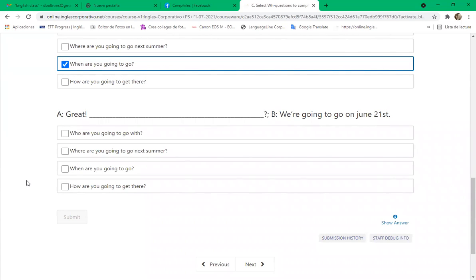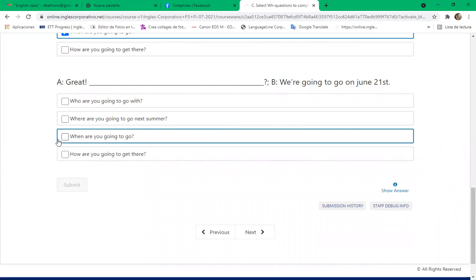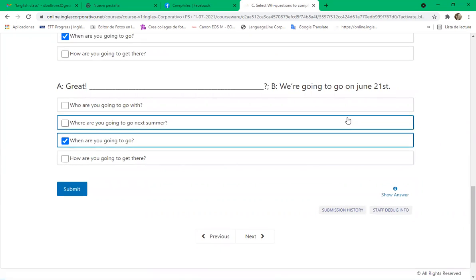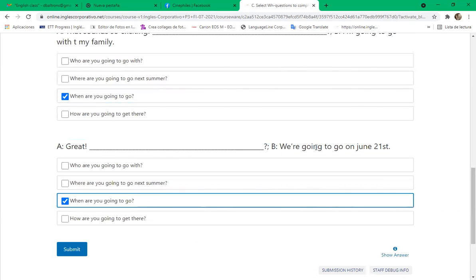When are you going to go? Yes, when are you going to go? No. When? Yes. Sí, porque when es cuando y está dando la respuesta a un tiempo. Very good. ¿Quién dijo no? Good, very good.